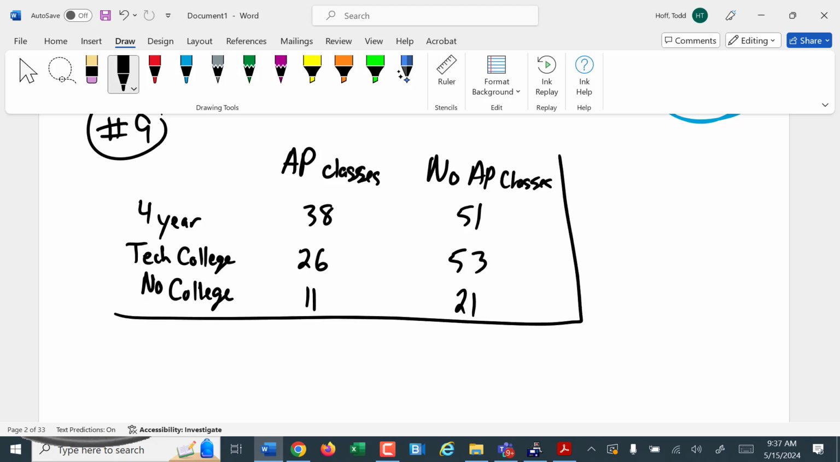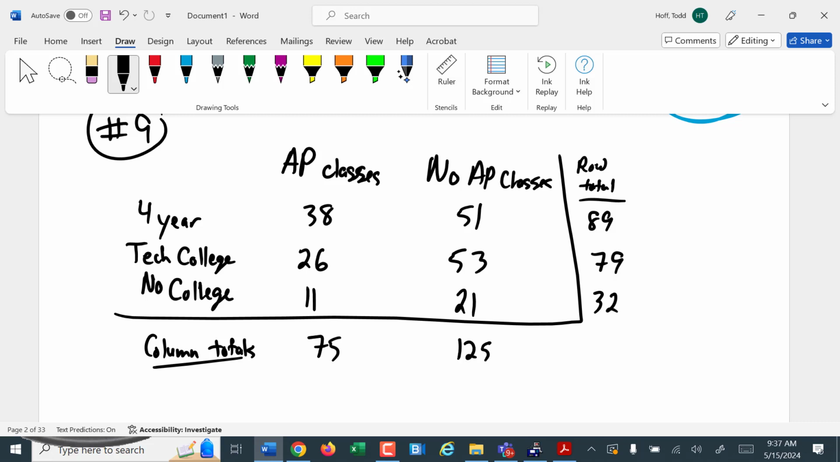Now remember, we want to find our totals here. So if I add up my row totals here, I have 89 here. The tech college adds up to 79. No college adds up to 32. My column totals: my AP adds up to 75 who took AP. No AP adds up to 125. Adding in both directions, I get a grand total here of 200 students total.